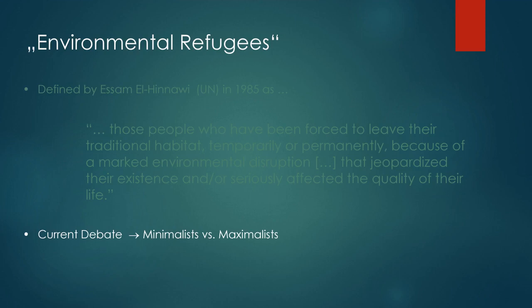So these are questions that are still defining the debate, and there's really no consensus. Maybe one can sum up the current debate by saying that it's a debate between maximalists on the one hand and minimalist positions on the other. That is, between those who think that environmental change is a key driver in migration processes, the maximalists, and those who think that environmental change is a supporting actor at best, the minimalists. And there are many positions in between, of course, as you can imagine.